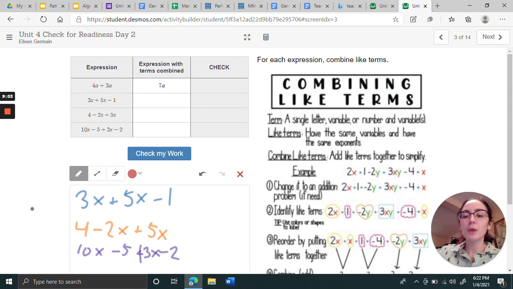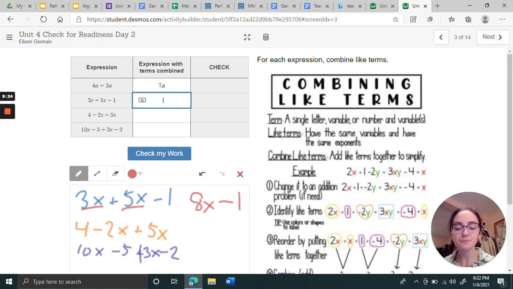Okay, so if we look at this guy here, we have a 3x and we have a 5x. If we combine those, 5, 6, 7, 8, this is going to combine to an 8x, and there is no other constant for this to combine with, so it's going to be a -1. Look at that.